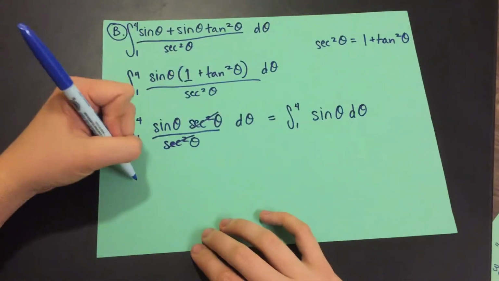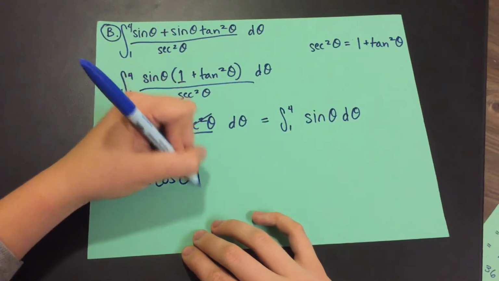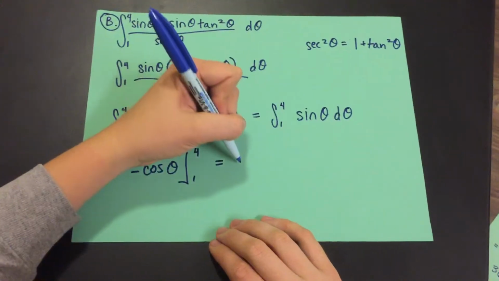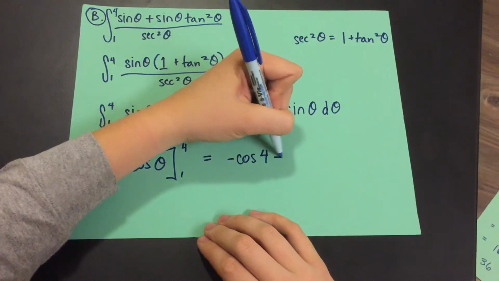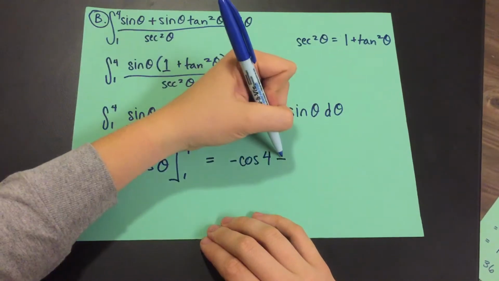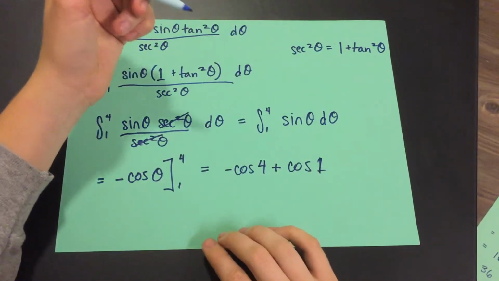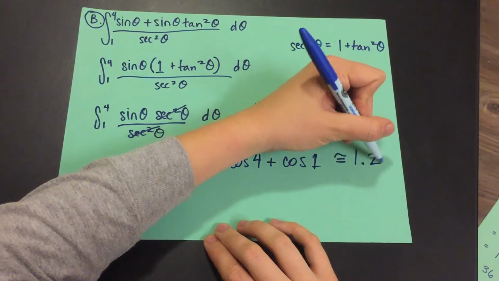Now we're going to solve this integral. It's going to be negative cosine theta from 1 to 4, which equals negative cosine 4 minus negative cosine 1, which is a plus cosine 1. And if you want to plug this into your calculator, that's going to become roughly 1.20.